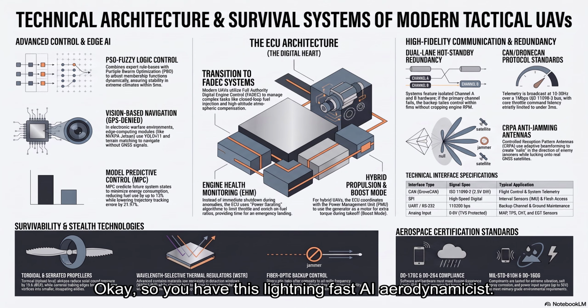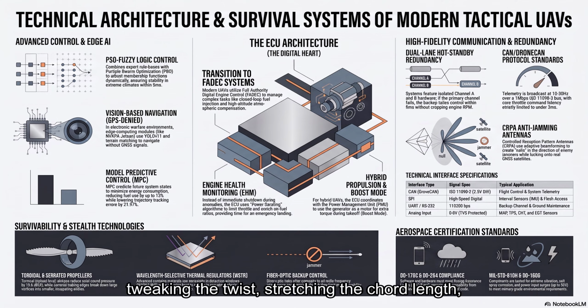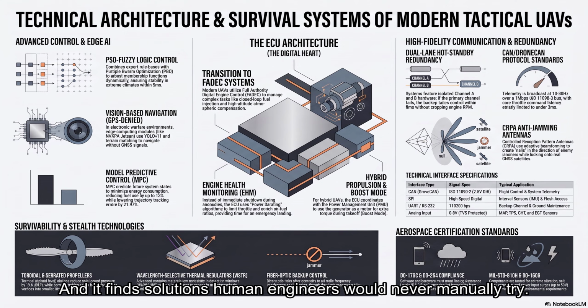Okay, so you have this lightning-fast AI aerodynamicist. You plug it into an optimization algorithm called NSGA-II. And this algorithm's only job is to wildly mutate the shape of the propeller, tweaking the twist, stretching the chord length, bowing the wingspan literally millions of times a second. It's like this evolutionary race to find the absolute perfect geometric shape for that specific sticky Reynolds number. And it finds solutions human engineers would never manually try.